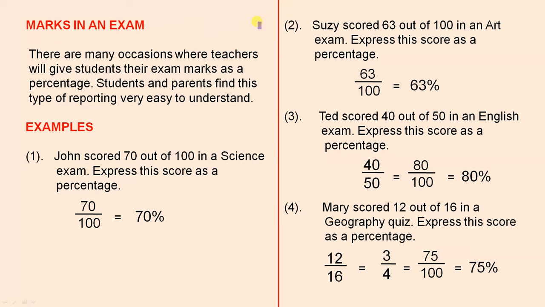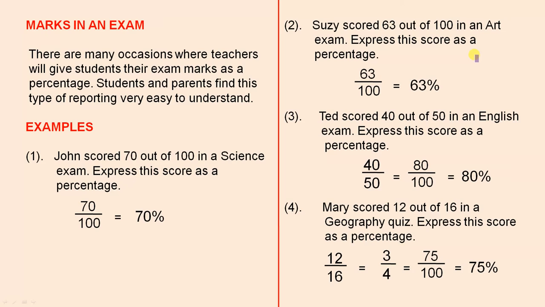Marks in an exam. There are many occasions where teachers will give students their exam marks as a percentage. Students and parents find this type of reporting very easy to understand. Let's look at some examples. John scored 70 out of 100 in a science exam. Express this score as a percentage. So 70 out of 100, because the denominator is 100, the answer is 70%.